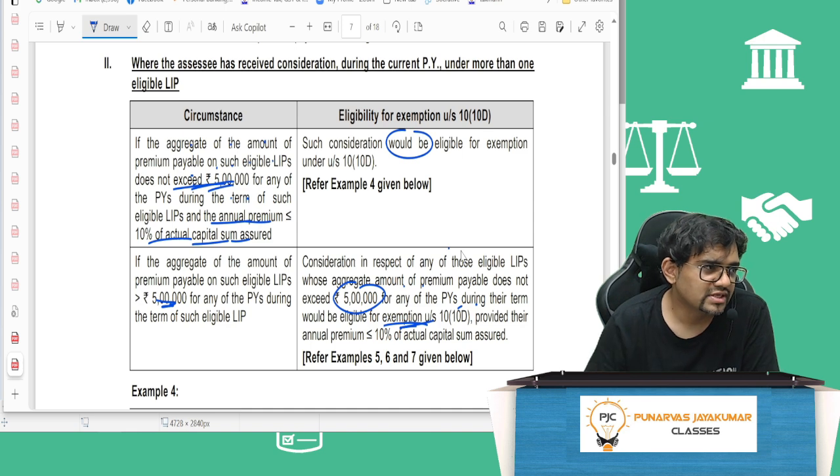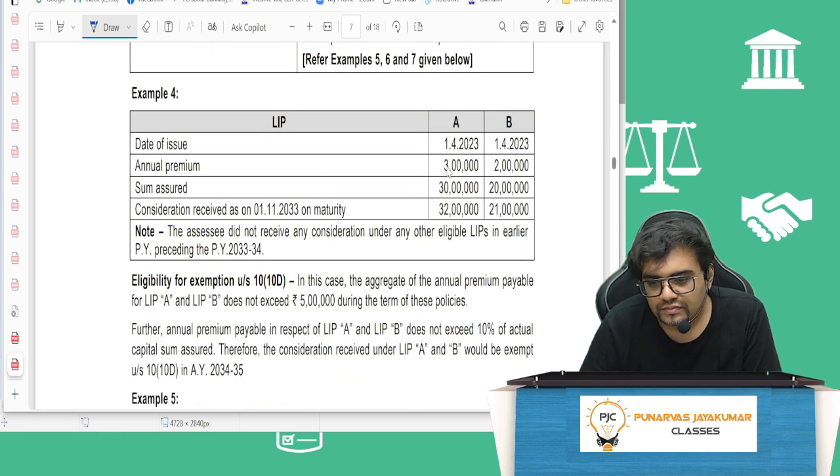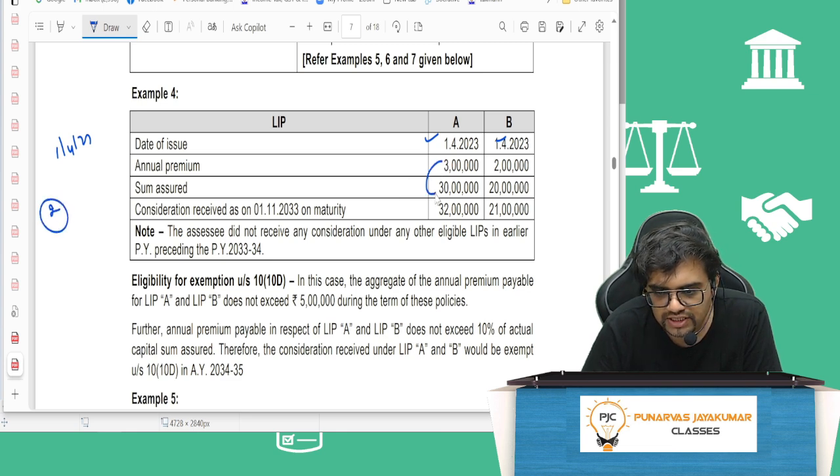You'll see examples. Like this, if you read, you will not understand. See the examples. So you see example number 4. Condition number 1, is it issued on or after 1/4/23? Yes. Condition number 2, check the premium. Is it within 10%? Yes. Is it within 10%? Yes. Second condition also done. Third condition you see.